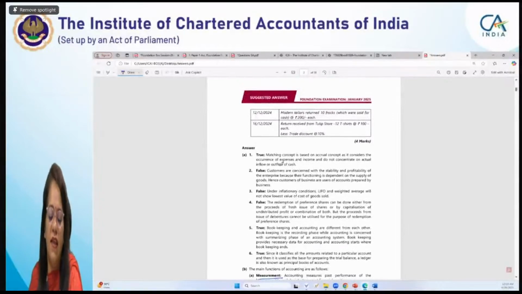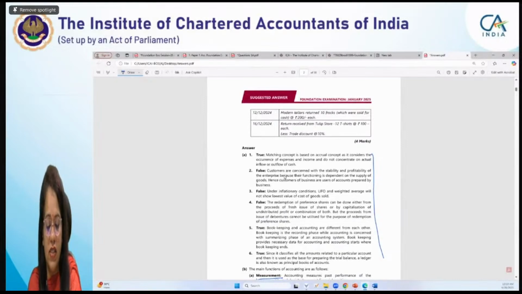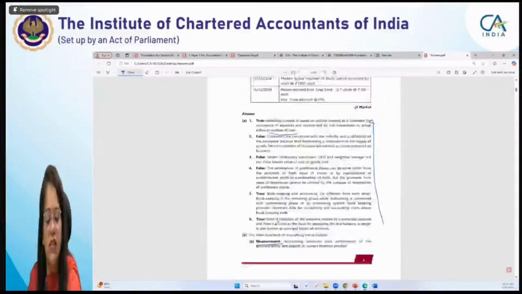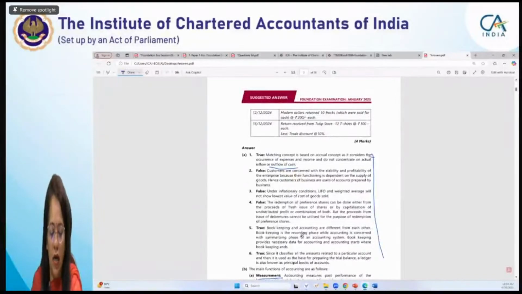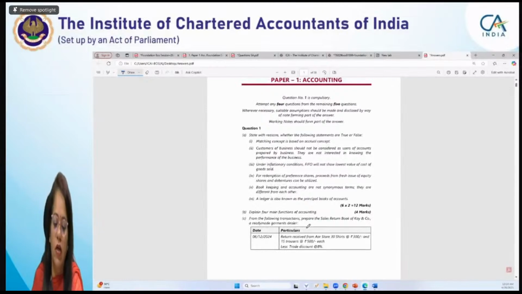Okay? See, all the true and false questions, matching concept is based on the accrual concept. It considers the occurrence of expenses and income, and does not only concentrate on actual inflow and outflow of cash. Why is it based on the accrual concept? Because it depends upon the occurrence of the event, not the actual income and expenses. So all the answers should be supported by the reason in this true and false question. 12 plus 4, 16 marks, the easiest portion.